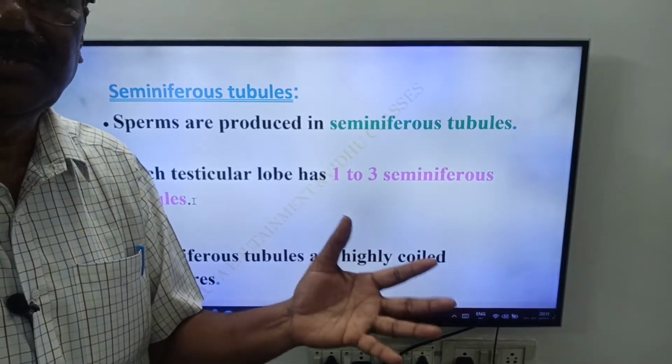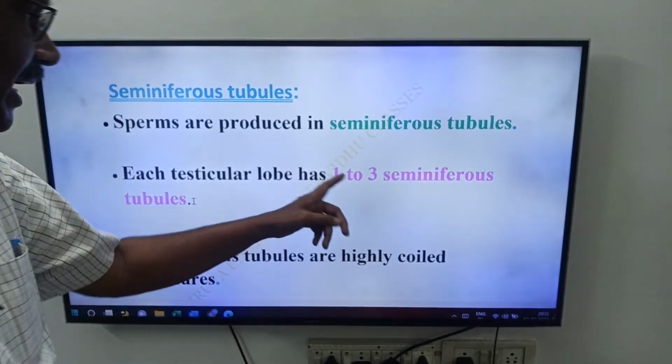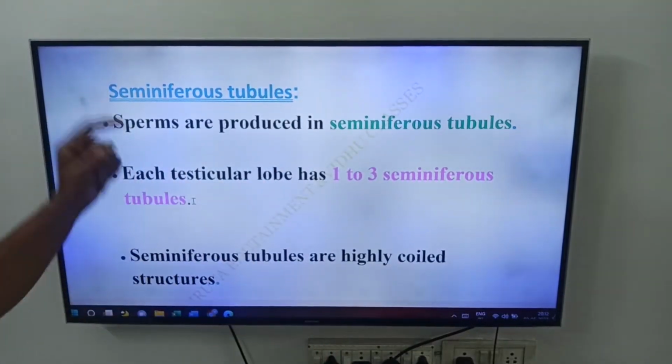You know, friends, each testis has 250 testicular lobes. Each testicular lobe has either 1 or 2 or 3 seminiferous tubules.